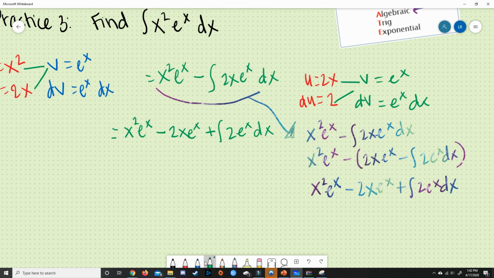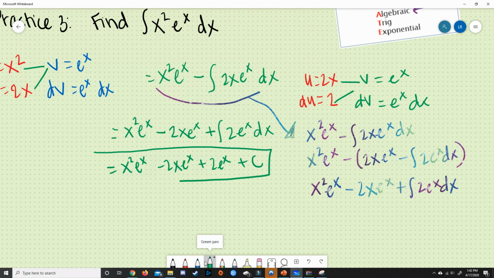Okay, so now we have to actually integrate this piece, which is awesome because we love integrating e to the x, and we get that as our final answer.